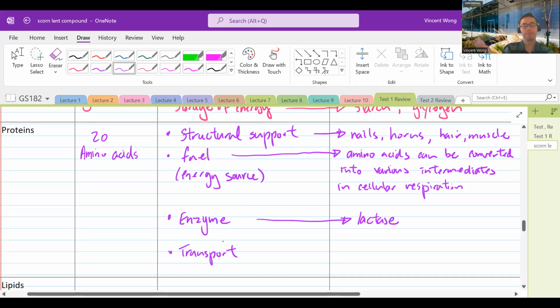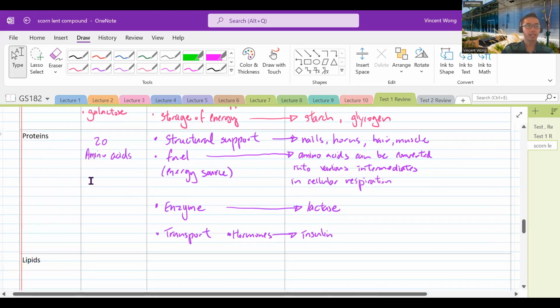Remember, there are so many membrane protein functions, right? So one of them is transport, and that would allow us to like move things across the membrane. And then another function would be like hormones. Okay, hormones. An example of a protein hormone is insulin. Okay, remember, there are lipid hormones as well. Okay, but insulin would be an example of a protein hormone. Okay, so that's that.